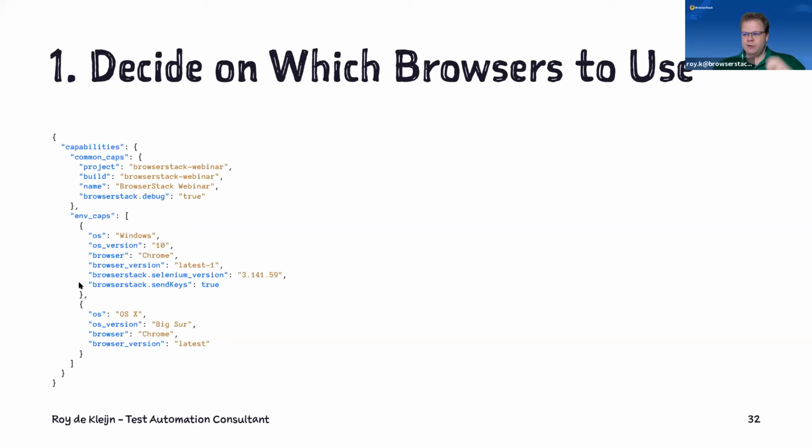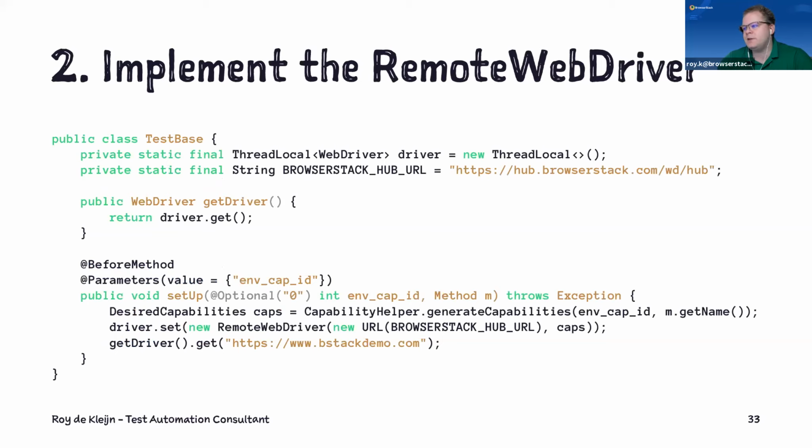Now, in this case, you only see 2: Windows with Chrome, and OS X, also with Chrome. And the utility I wrote can easily read this file and select the correct environment. That is what is happening here. We can select the environment based on index number, and the default one is 0. It's a 0-based index. Then we pass this number through my utility, and this utility will extract the relevant information, and it will create all the desired capabilities for you.